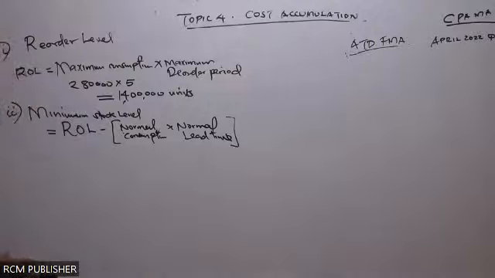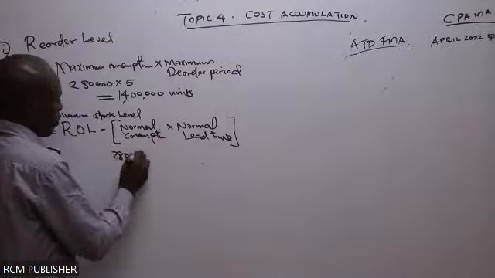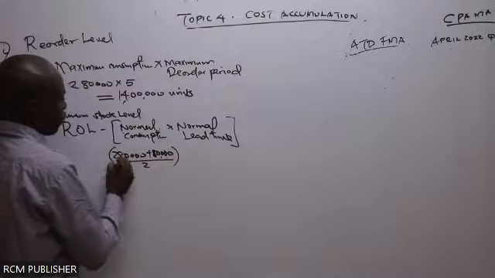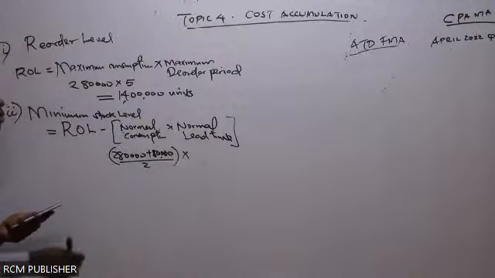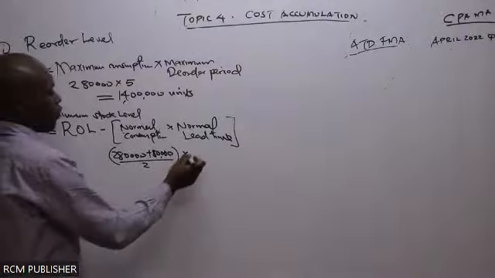So the normal consumption, are we able to get it? Do we have a specific figure in the name of normal consumption? We don't have it in the additional information. So what are we going to do? We take the highest, which is 280, add to 80,000, then divide by 2, and multiply by the normal lead time or the average lead time. The average reorder period is given in additional information number 2 as 4.